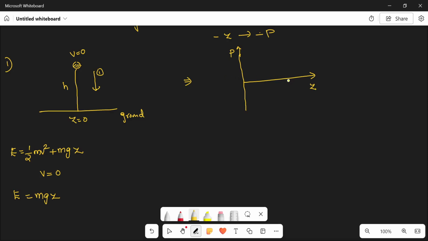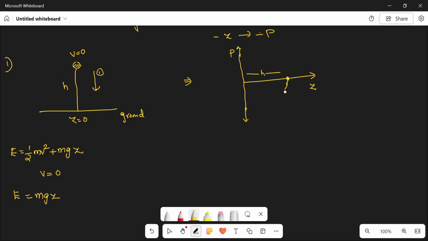Now it's at a height h. That means it should be at the z axis at a height h, right? The particle is here at a height h, and now the particle is coming down. So if the particle is coming down, what will be the phase space trajectory?